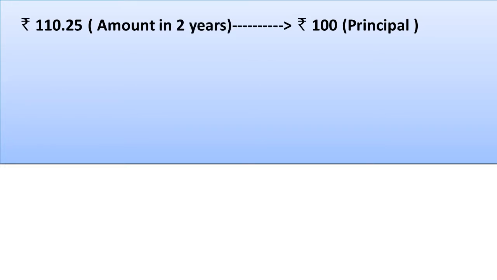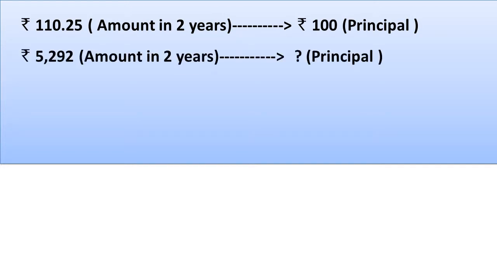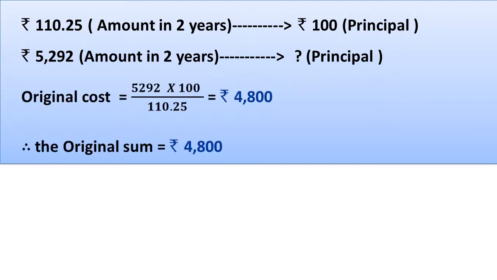If the amount is rupees 110.25, that is the amount in 2 years, the principal is 100. If the amount is rupees 5,292, what is the principal amount? Just apply the same method and find the principal. The principal will be equal to rupees 4,800. Hence the original sum is 4,800.